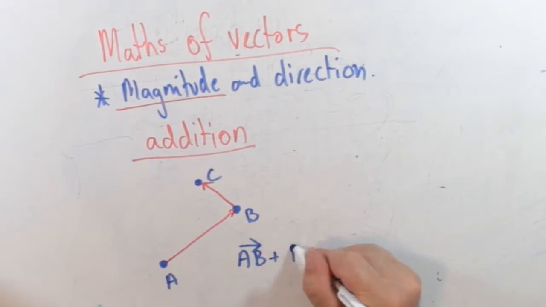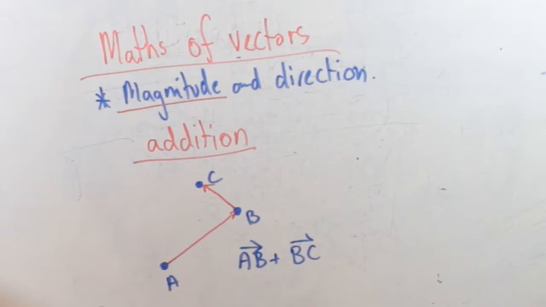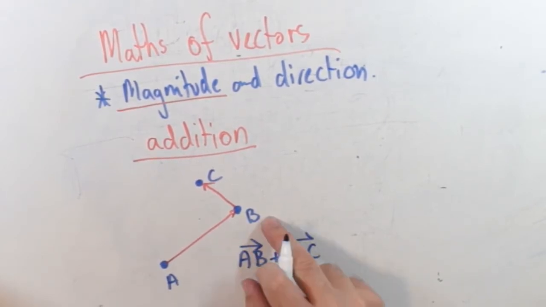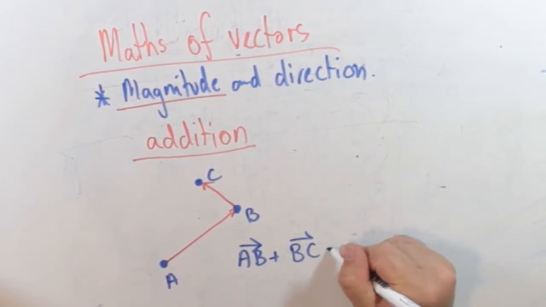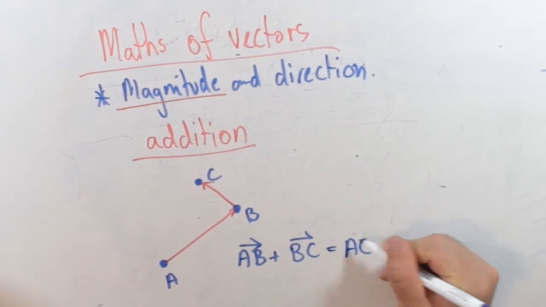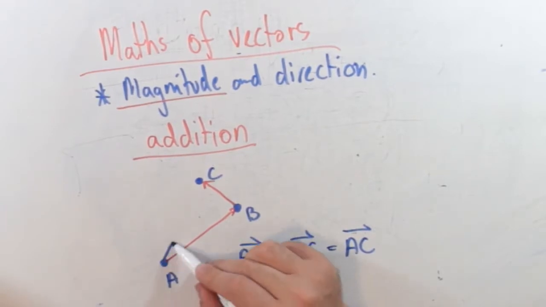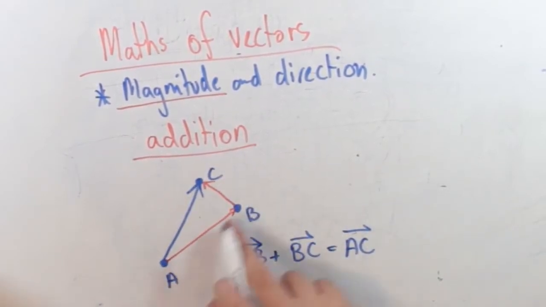For old time's sake, let's do this: AB plus BC. A to B, and then B to C. If I travel from A to B, then from B to C, obviously that has to be the same as going from A to C. So I could draw this vector in here. We call this vector here the result of adding these two vectors together.